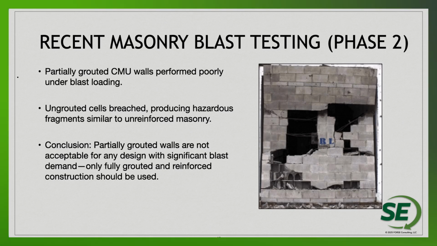The partially grouted walls performed really poorly under blast, as you can see on the right figure. And the ungrouted cells collapsed under this pressure pulse. You can see the webs being fractured and the wall just ejected debris in a way that resembles unreinforced masonry. So this is why modern blast design requires fully grouted cells and continuous reinforcement.